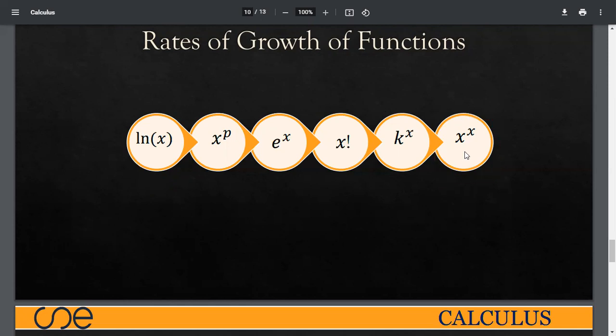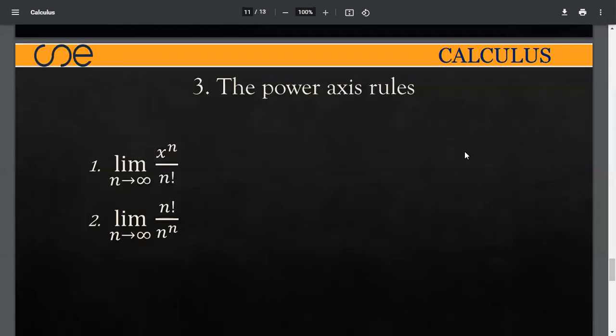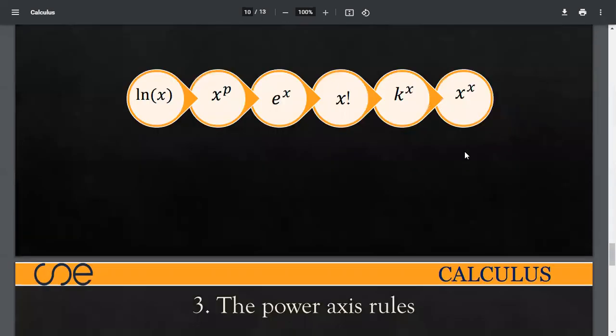So in this case, if I was asked to evaluate the limit as n tends to infinity of x power n over n factorial, here we have x power n, because my variable is n in this case, and x factorial will be n factorial. So you see, we have this x power n would be greater than n factorial at infinity.